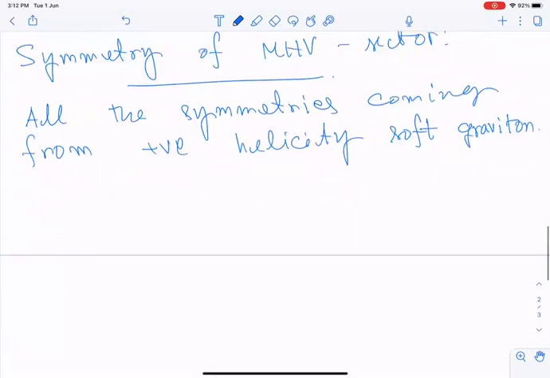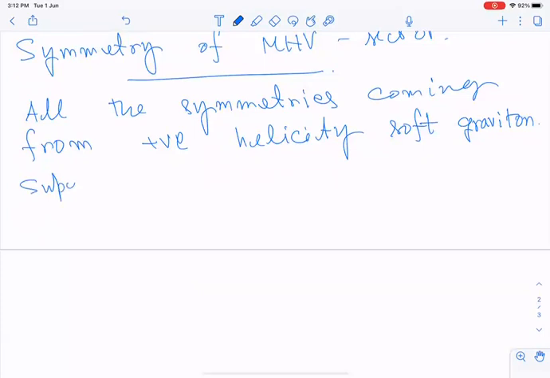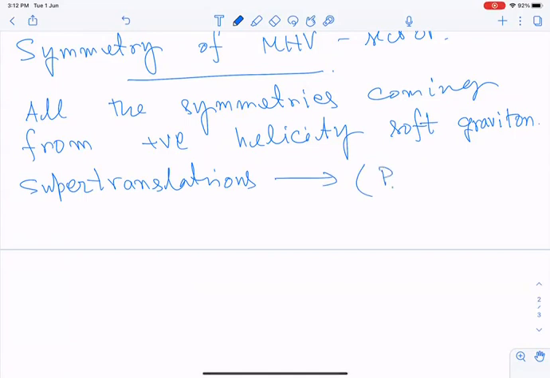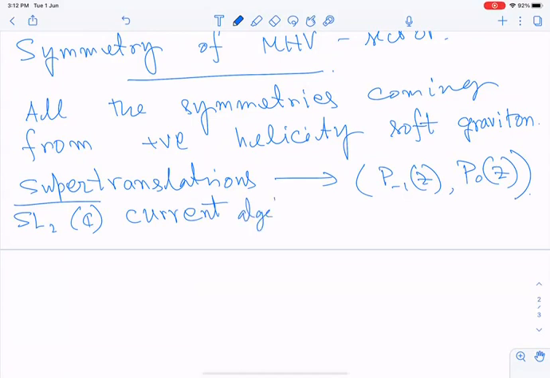So what are those? One is these super translations of the form P minus one Z. This is from the leading soft graviton. Then we have the SL2C bar current algebra, which I have already discussed, and how it comes from the subleading soft graviton. So I have these three currents, the SL2C bar currents, 0, plus, minus, 1.